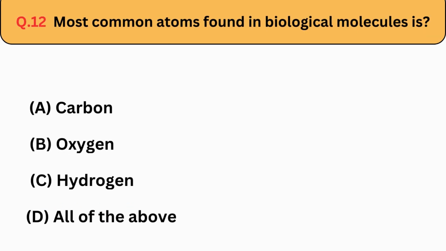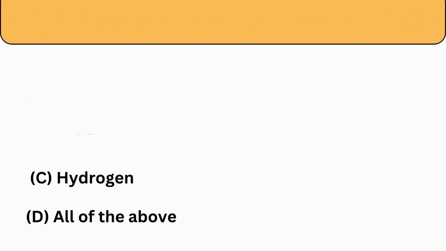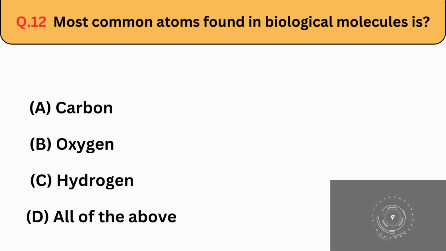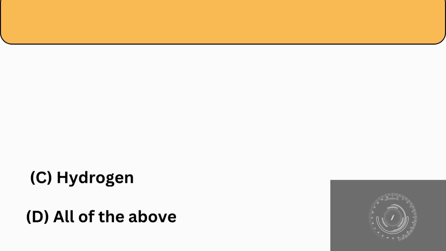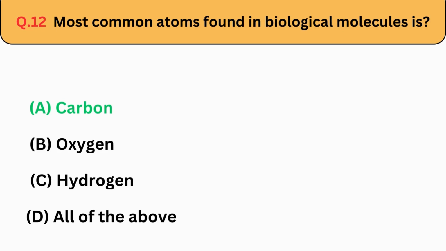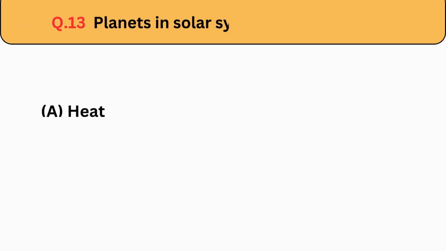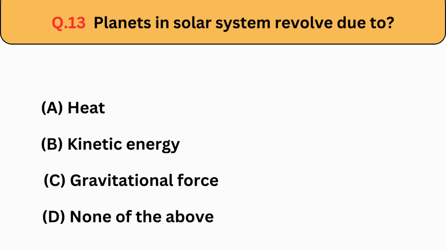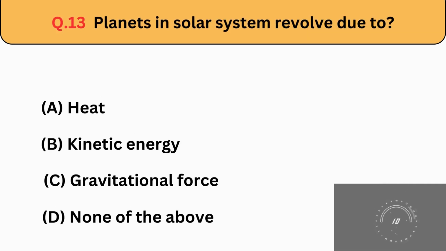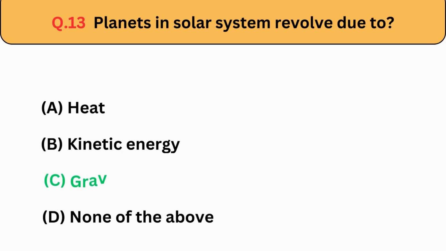Most common atoms found in biological molecules is. Option A, carbon. Planets in the solar system revolve due to. Option C, gravitational force.